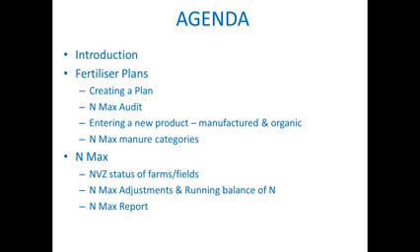After looking at fertiliser plans, I'll move on to look at the NMAX calculator. So first of all, looking at MVZ status of farms and fields, then moving on to look at the calculator itself and how it works out the adjustments to give you a running balance of N. And then I'll show you the report that can be generated out of this calculator. We'll finish by summarising and just going over again what we've gone through, and then at the end answering any more questions that you might have.